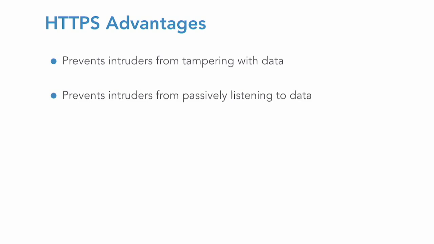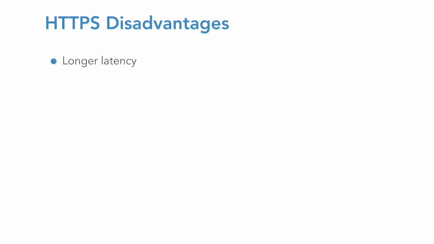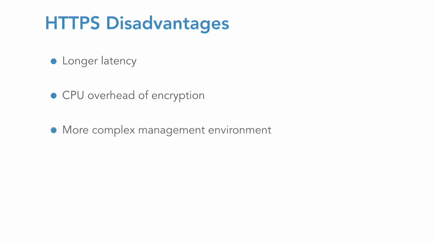This keeps passwords and other sensitive data like credit card numbers secure. The disadvantages include longer latency, CPU overhead of the initial asymmetric encryption and later symmetric encryption, and a more complex management environment. The certificates need to be generated through a process and signed by a trusted authority.